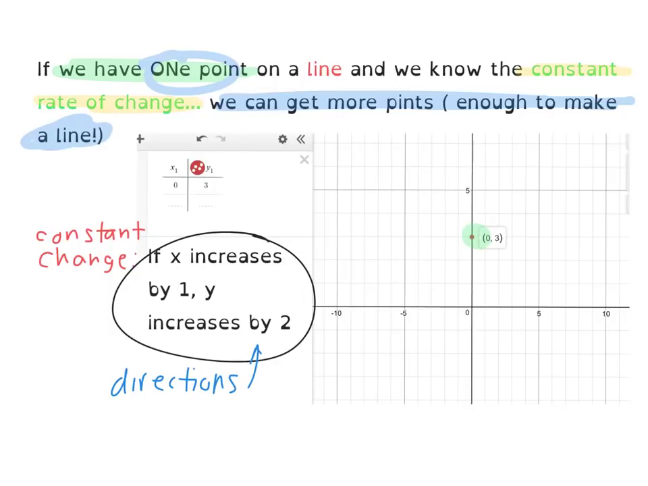So in the table here, what I can do is follow those directions. So if I increase x by 1, so from 0 plus 1, that'd bring me to 1, then my y value should go up by 2. So 3 plus 2 is 5. So I now know the point 1, 5 would also be on this line. So I could go over here and graph the point 1, 5. So now I have 2 points, and 2 points is all we need to make a line.